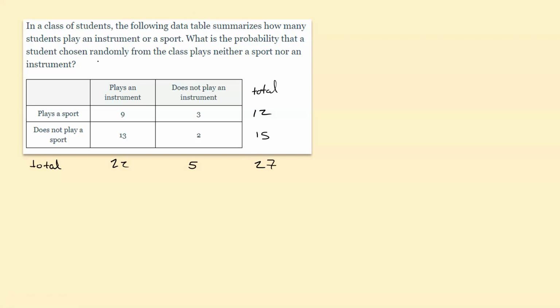So what is the probability that a student chosen randomly from the class plays neither sport nor instrument? That would be these two students right there. So that is 2 out of 27, which does not simplify any further. So that would be your final answer there.